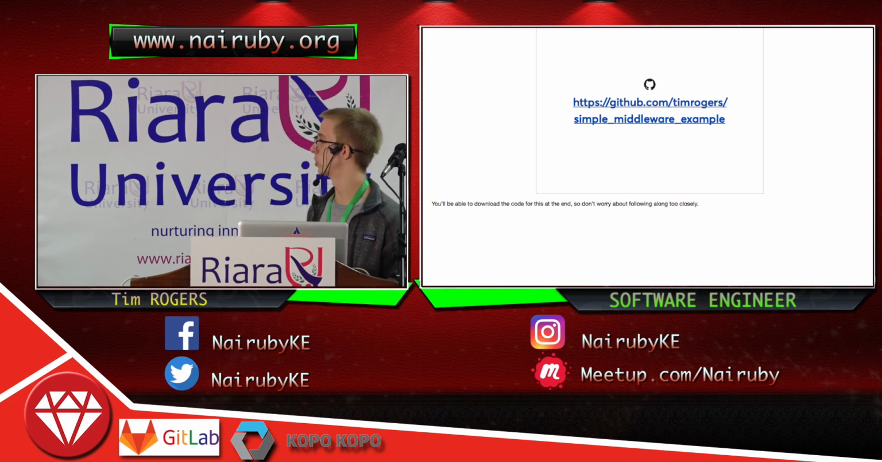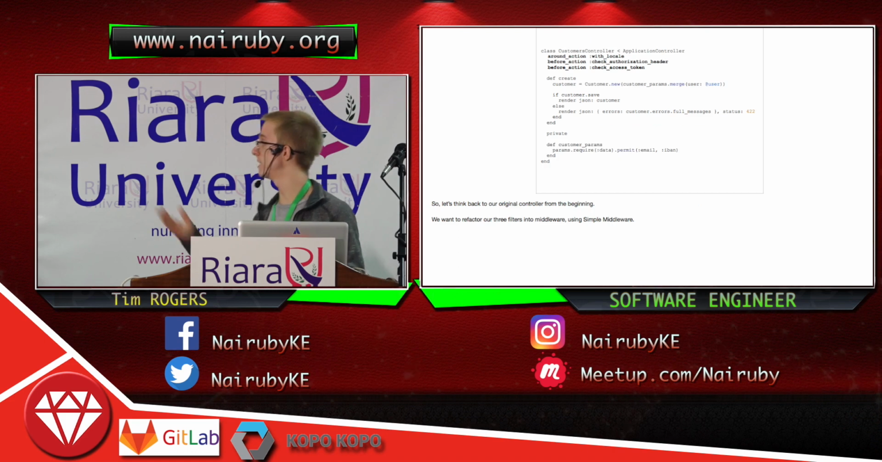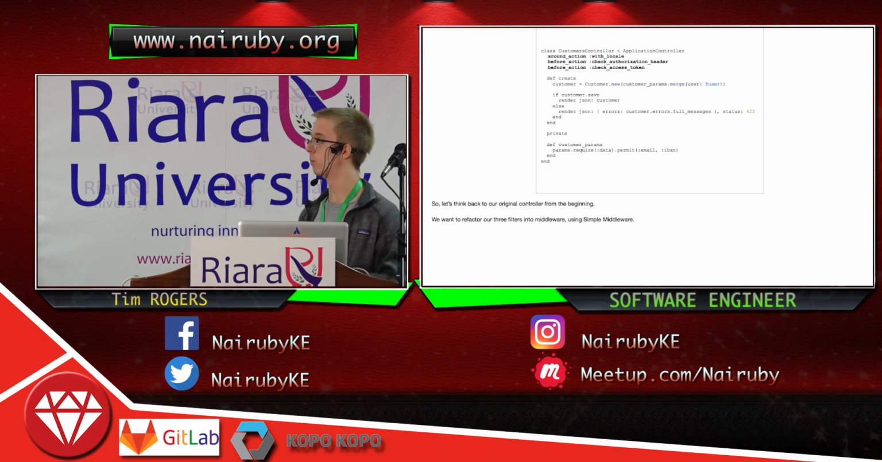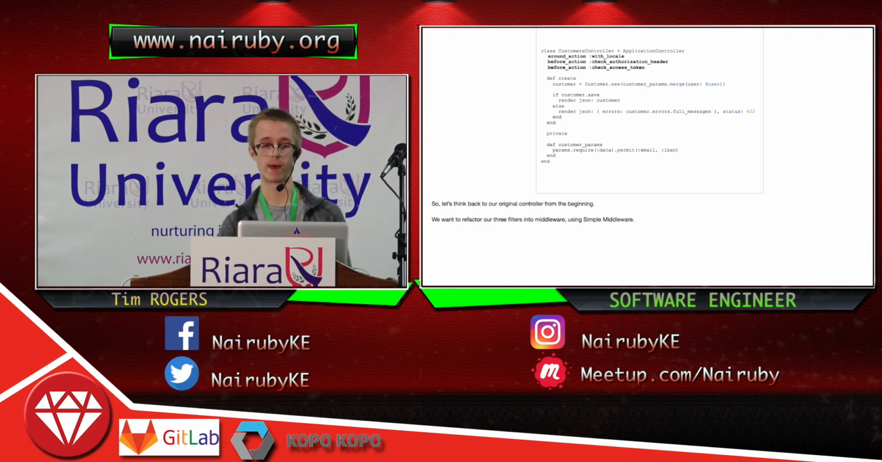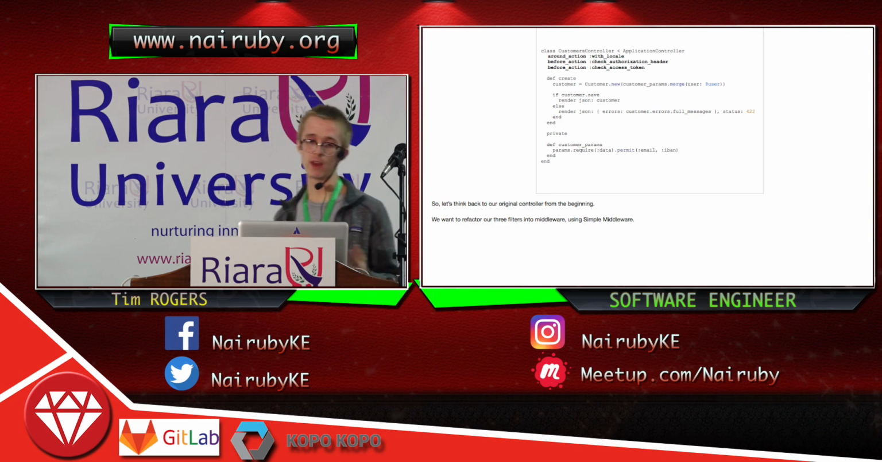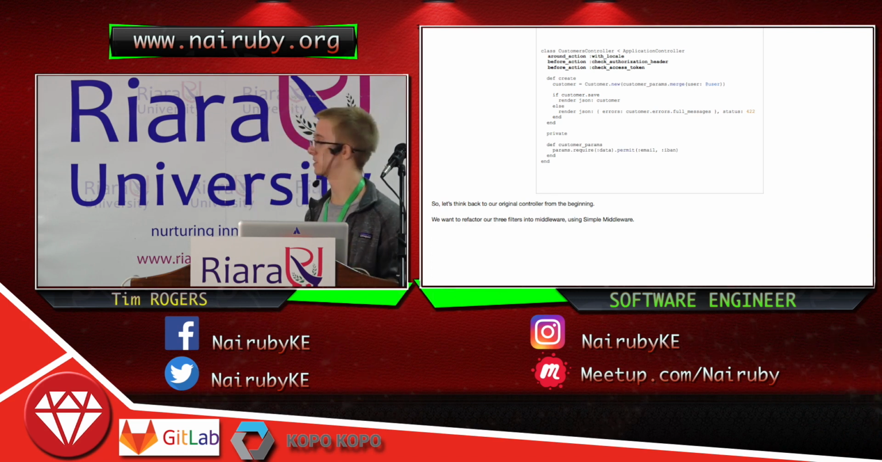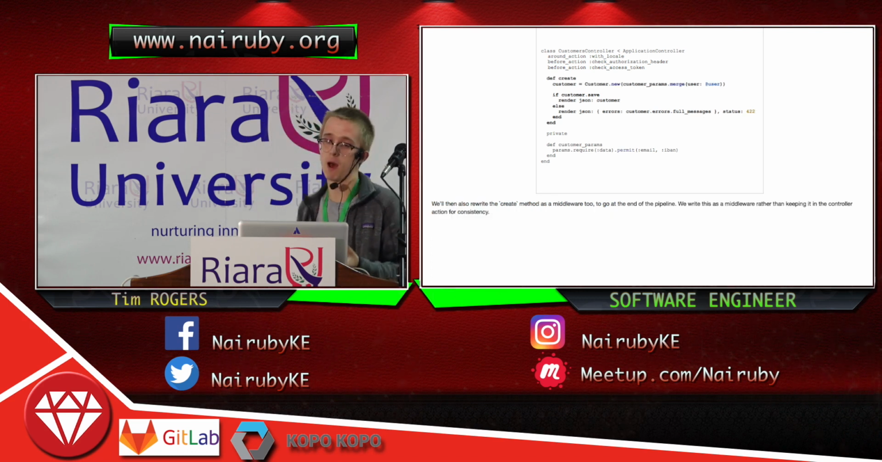Let's think back to our initial controller from the beginning. We want to refactor these three filters with locale, check authorization header, and check access token into middleware using simple middleware. We then also want to rewrite the create method as a middleware too, to go at the end of the pipeline.